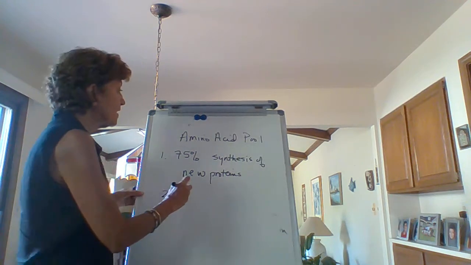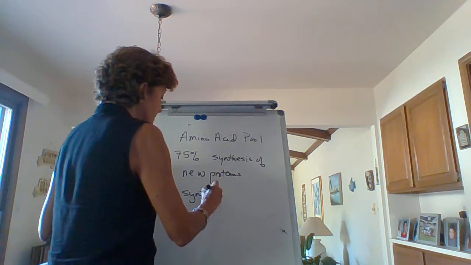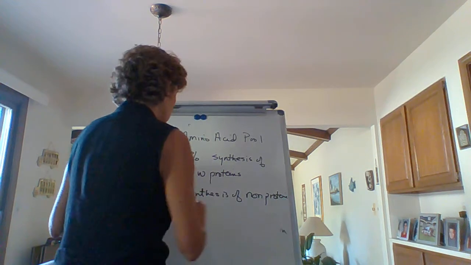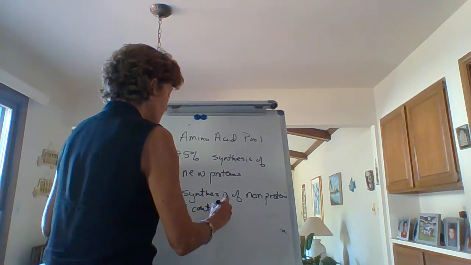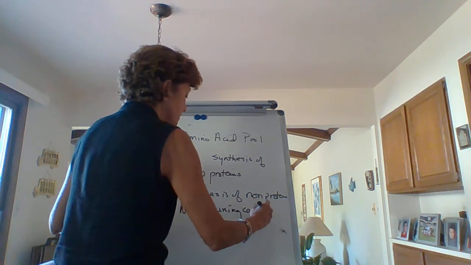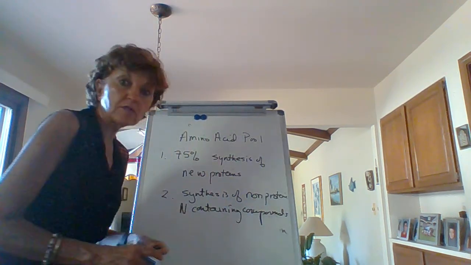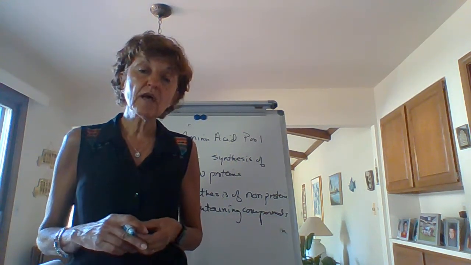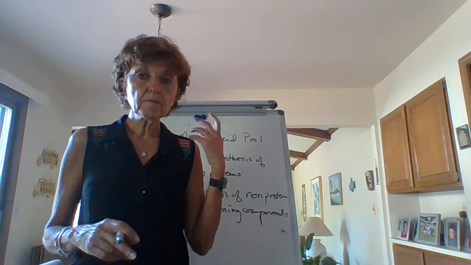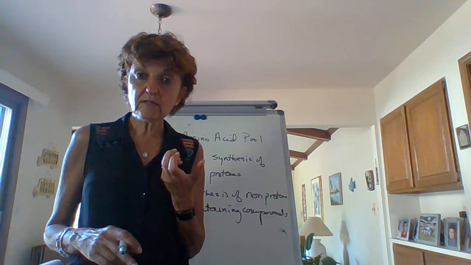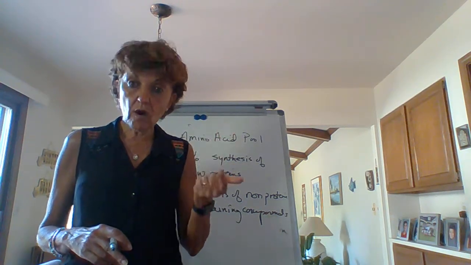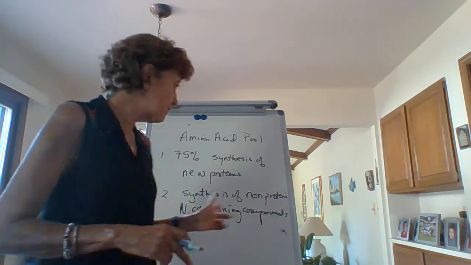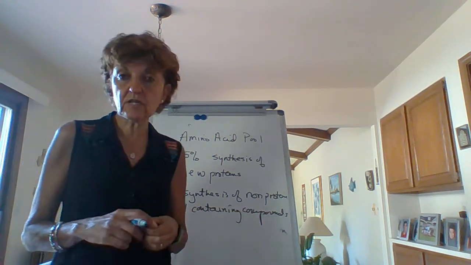Number 2, the synthesis of non-protein nitrogen containing compounds. Think about this. We've been doing biochemistry for a while now. Have we come across some nitrogen containing compounds that are not amino acids and not proteins? Think. Remember the purines? Remember the pyrimidines? Adenine, guanine, cytosine, thymine, uracil. All of those are nitrogen containing non-protein substances.